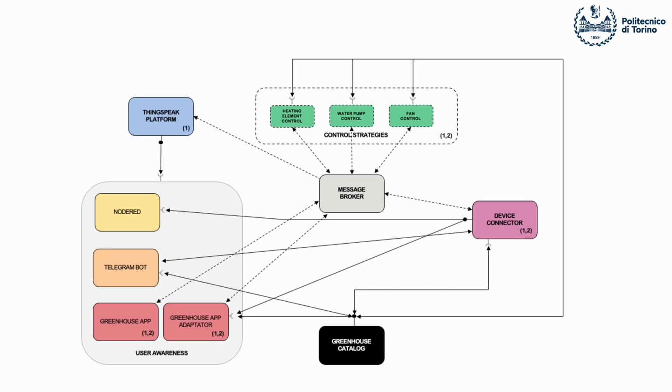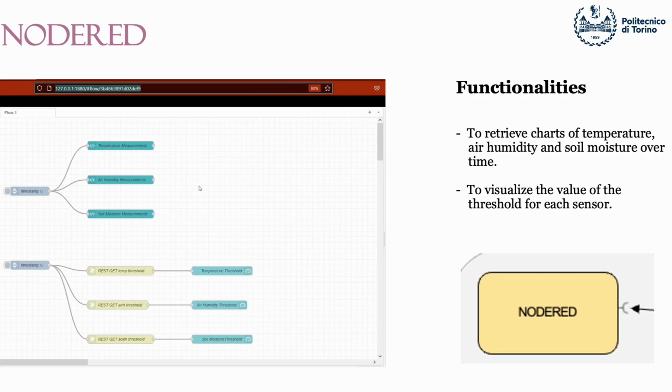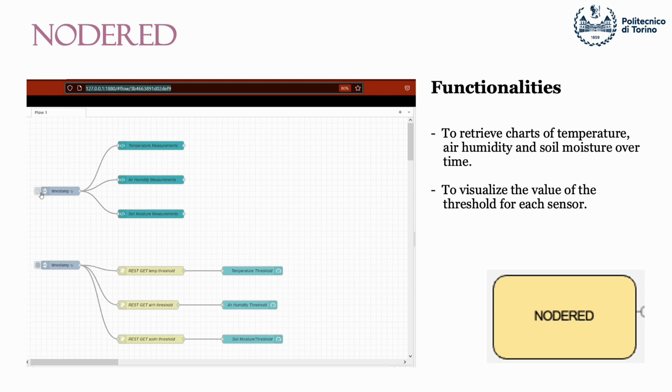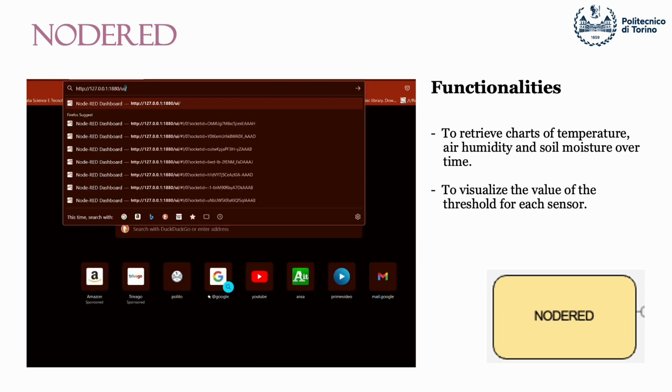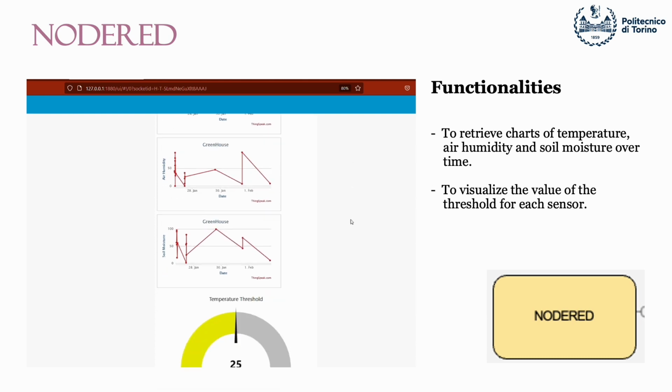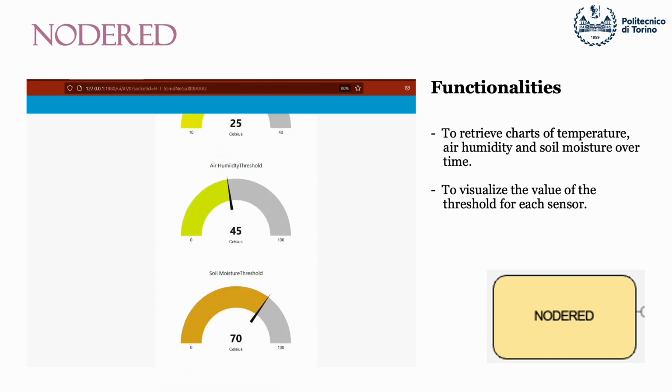Node-RED is a programming tool for wiring together hardware devices, APIs, and online services in new and interesting ways. In this project, it is used to retrieve data about temperature, air humidity, and soil moisture from ThingSpeak, exploiting REST APIs, and to visualize them in the form of graphs. Also, the threshold values set can be viewed in the form of level gauges.